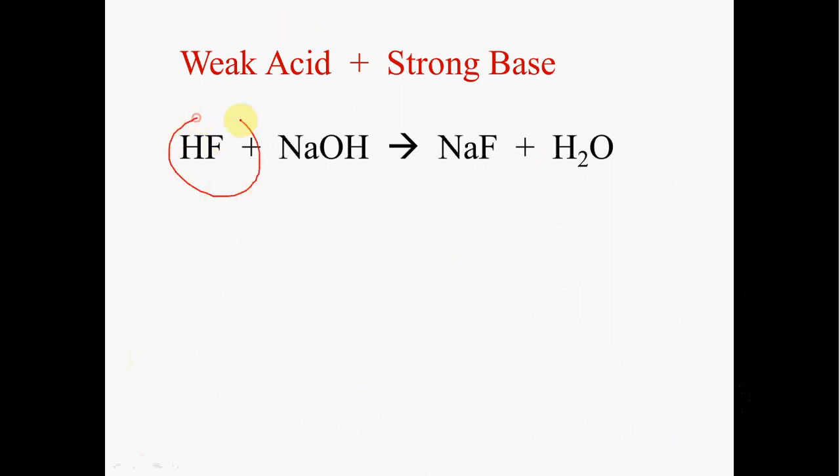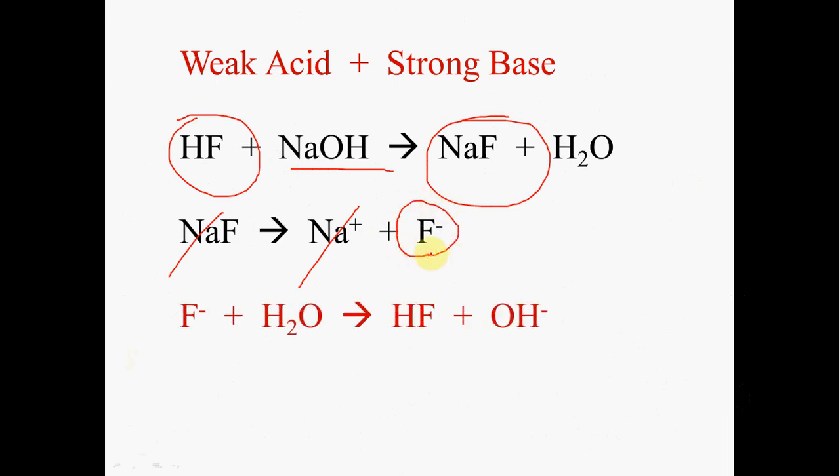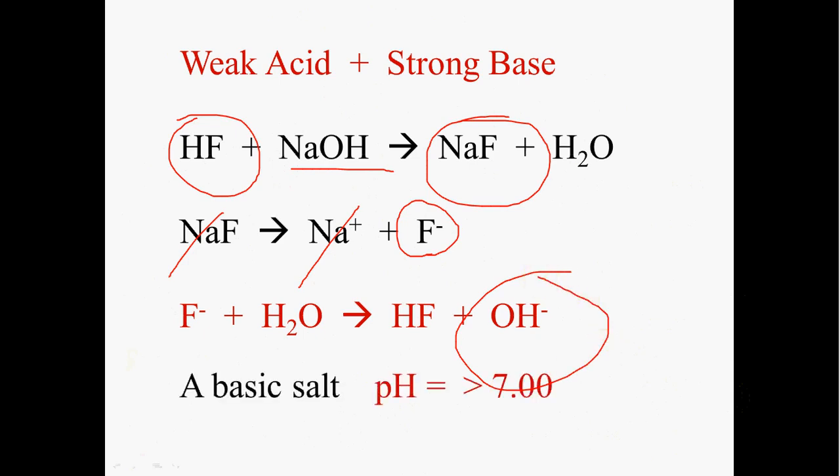So hydrofluoric acid, a weak acid, with a strong base is going to create a salt whose cation is not going to change the pH, but whose anion will continue to react with water to form the hydroxide ion. The pH at the equivalence point, when you titrate this, will then be greater than 7. So when you draw your titration curve, you're going to have a pH at the equivalence point that is greater than 7.